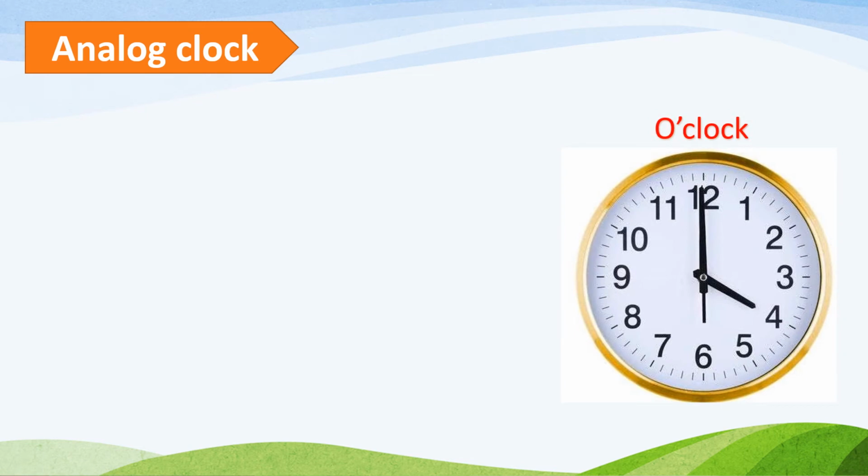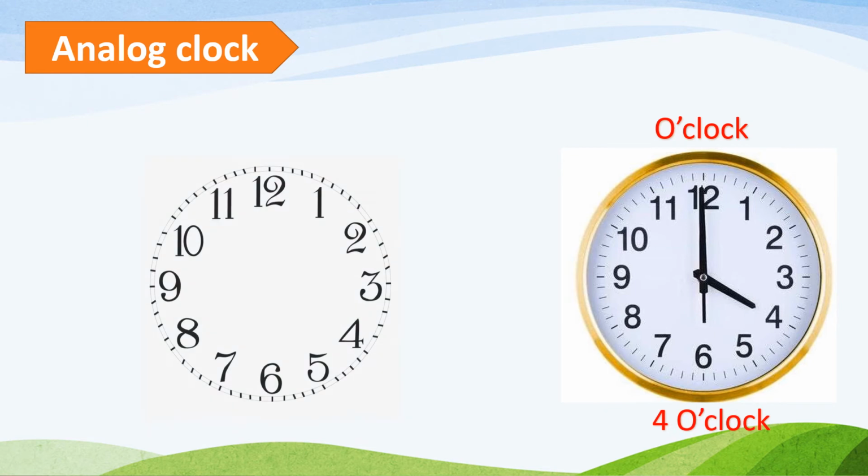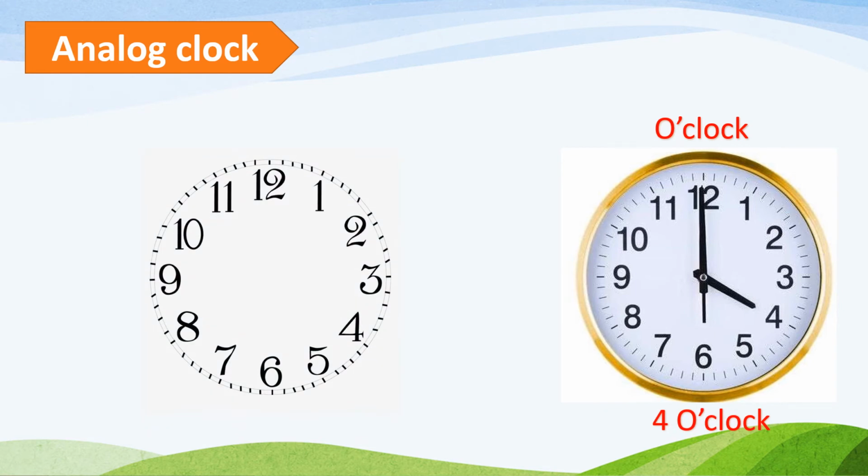Now, let's move to analog clock. You studied in grade 1 that the analog clock has 2 hands, short hand for hours and long hand for minutes. And you studied that when the long hand on 12, it tells me o'clock. Then the time is 4 o'clock. In this year, we will study that when the long hand refers to 12, it tells me o'clock.